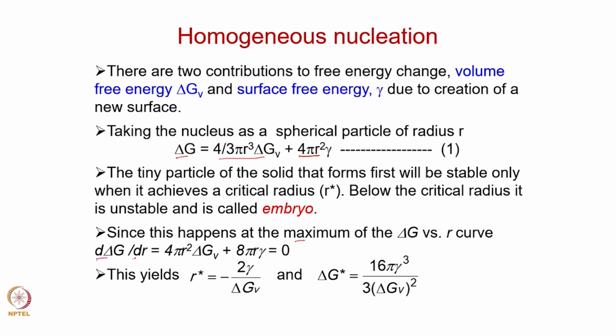d delta G by dr is equal to 0, and this is the derivative, 4 pi r squared delta G_V plus 8 pi r gamma. That is, if you simply differentiate equation 1 with respect to r, this is what you get. And from here you can derive r star as minus 2 gamma by delta G_V. That is the critical size or the critical radius of the nucleus.